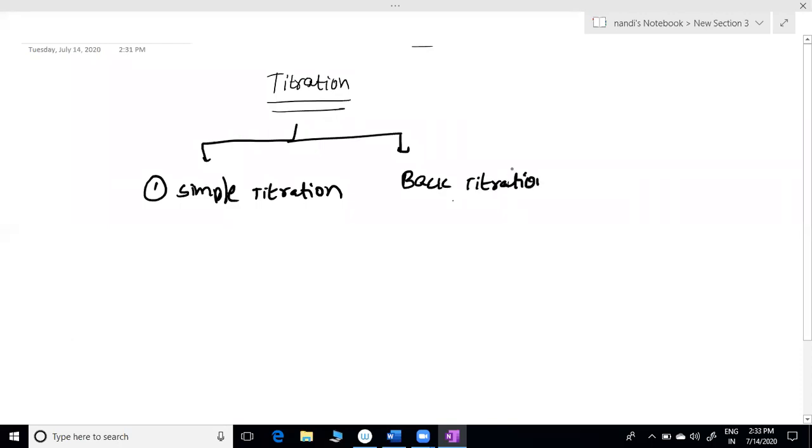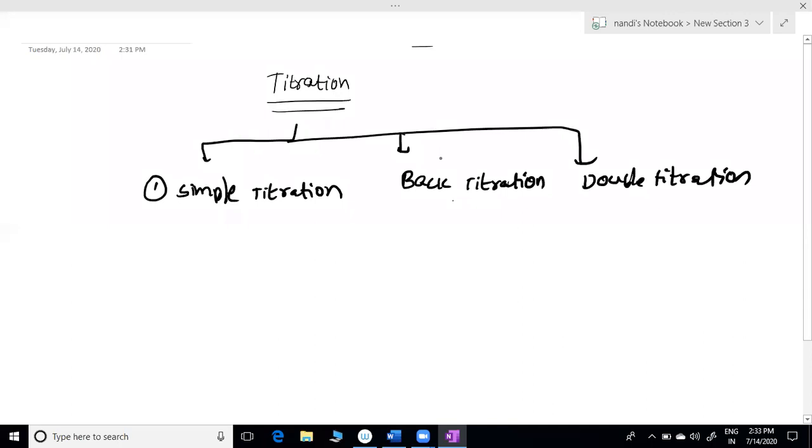Right, first one, simple titration. Second one, back titration. This we can say double titration. These are the three we are going to discuss in our JEE syllabus.